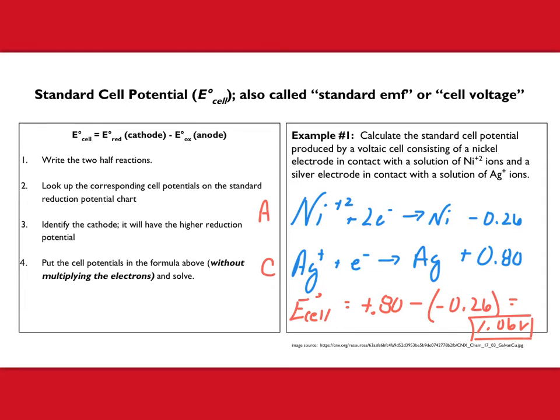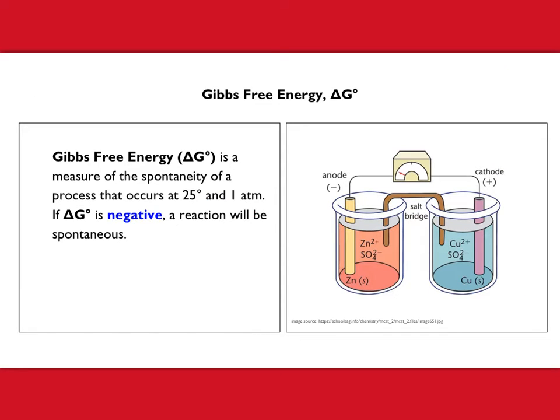That is our answer. One way to determine if a voltaic cell will be spontaneous is to calculate Gibbs free energy. It's a measure of the spontaneity of a process that occurs at 25 degrees Celsius in 1 atmosphere. If our standard Gibbs free energy is negative, the reaction will be spontaneous.